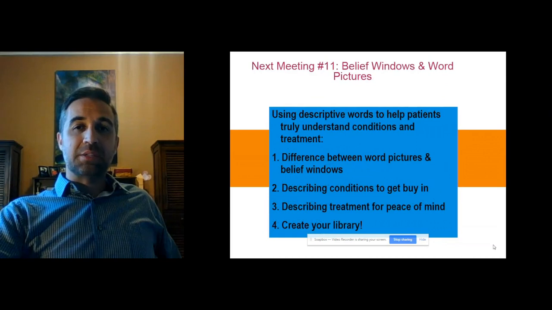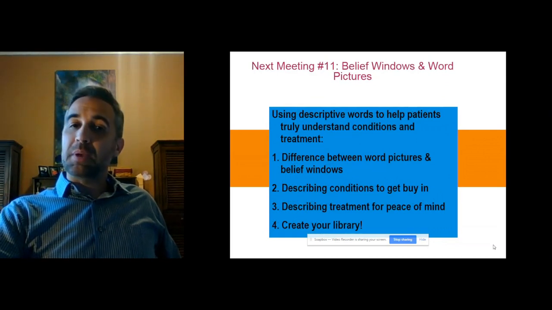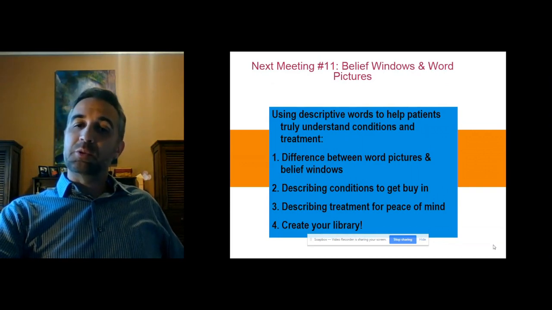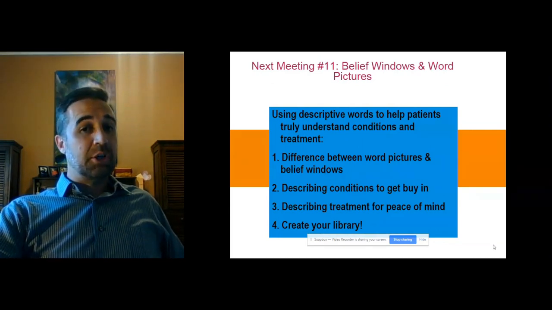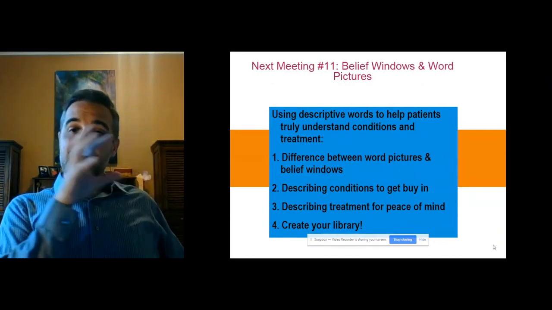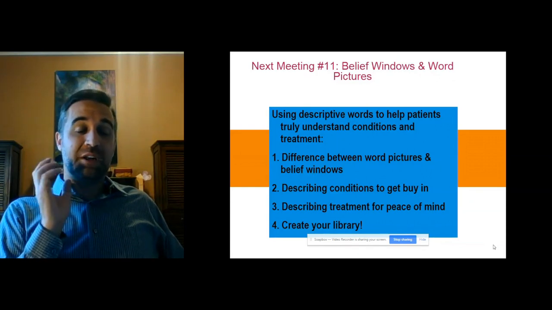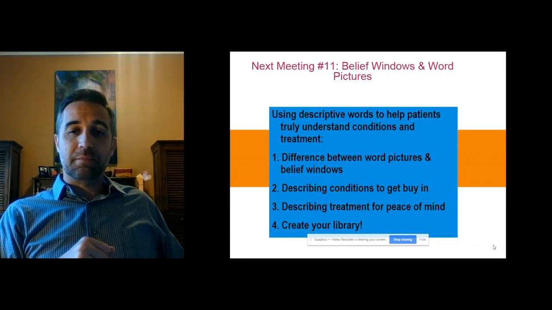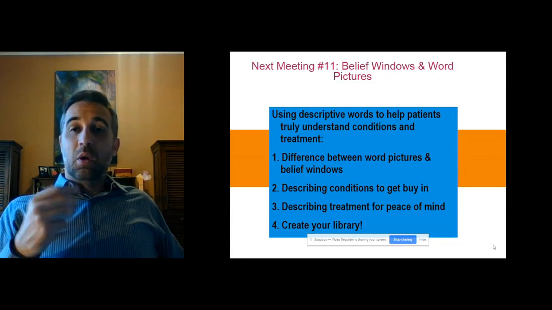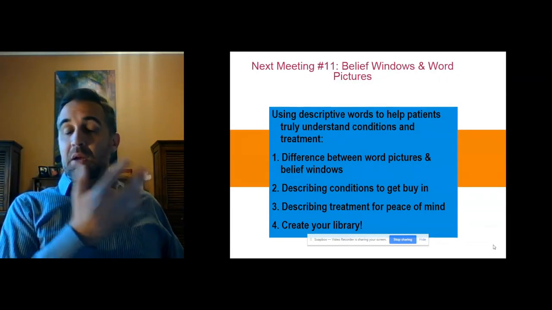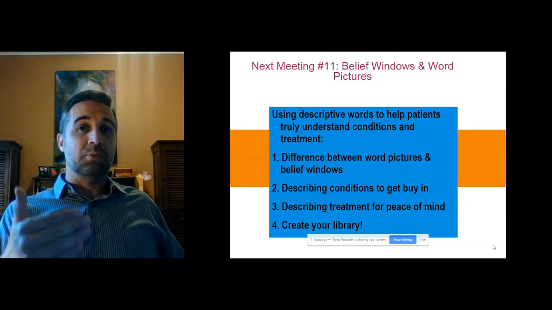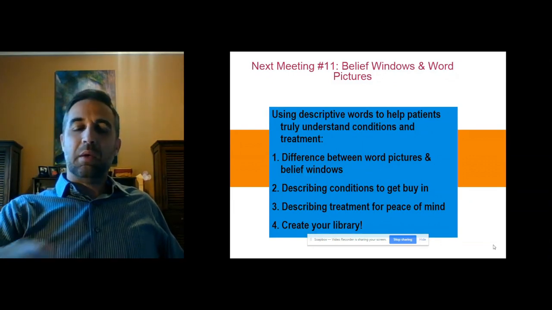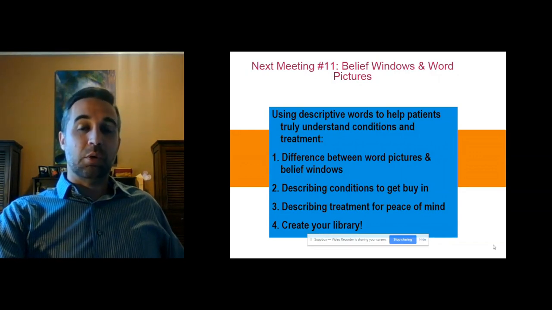Awesome. Next meeting, we're going to get into belief windows and word pictures, just like I did with the puzzle piece. We'll talk about the difference between the two, and how to describe those conditions. That's what I was doing with the defective margins, using the puzzle piece example. I was using a word picture. And then we could even describe the treatment if they want to get into that 5% window, using belief windows and word pictures to put their mind at ease. And we'll create a library of belief windows and word pictures.